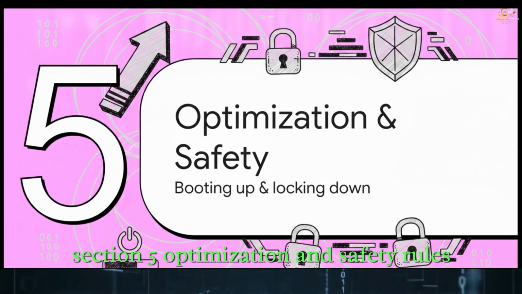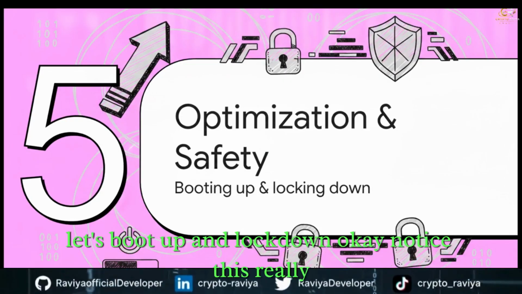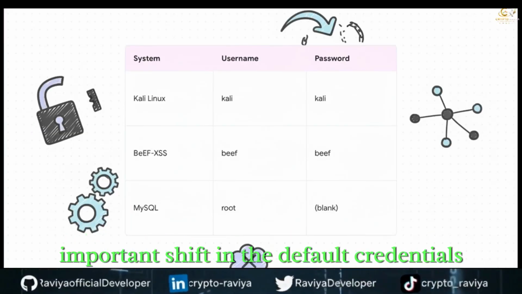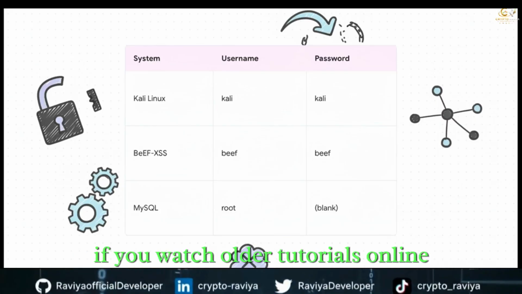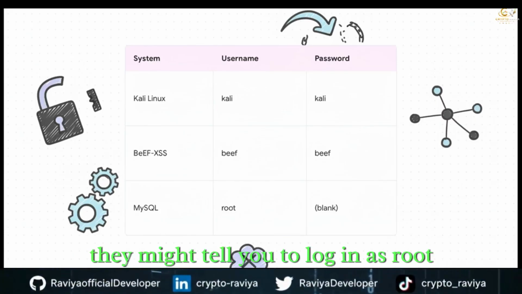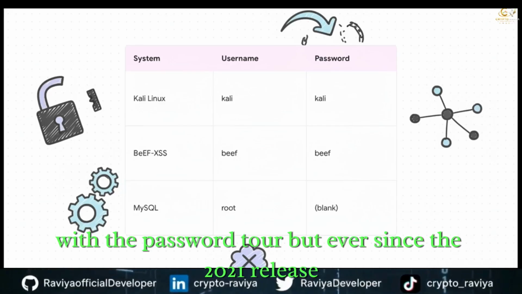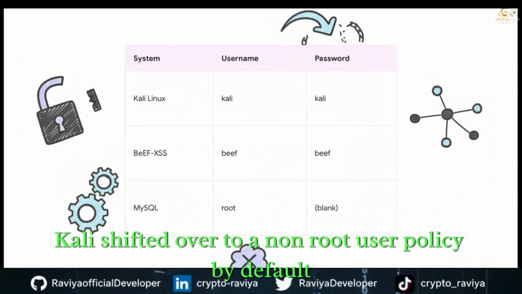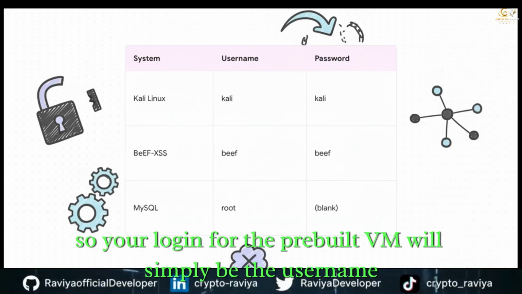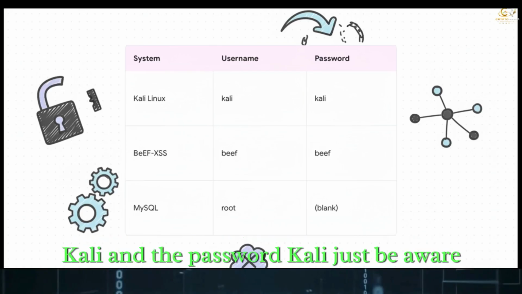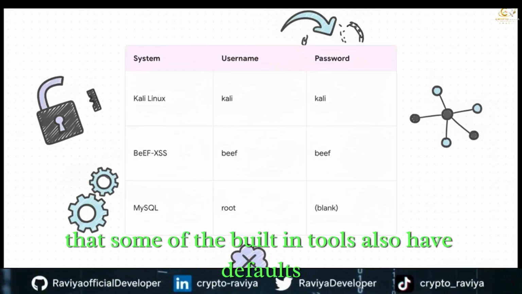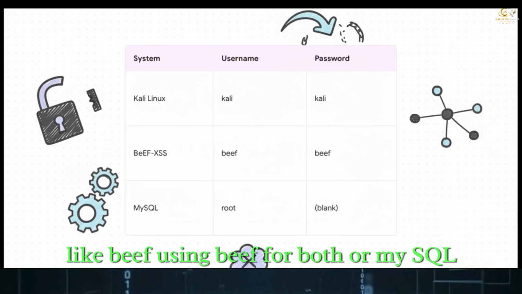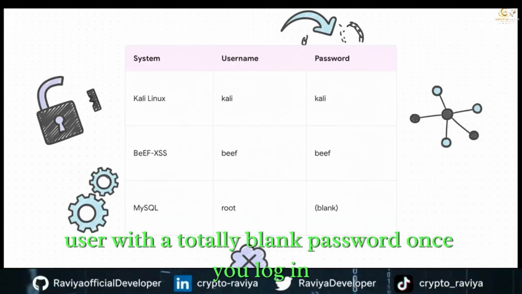Section 5, Optimization and Safety Rules. Let's boot up and lock down. Okay, notice this really important shift in the default credentials. If you watch older tutorials online, they might tell you to log in as root with the password Tor. But ever since the 2021 release, Kali shifted over to a non-root user policy by default. So your login for the pre-built VM will simply be the username Kali and the password Kali. Just be aware that some of the built-in tools also have defaults, like Beef using Beef for both, or MySQL defaulting to a root user with a totally blank password.